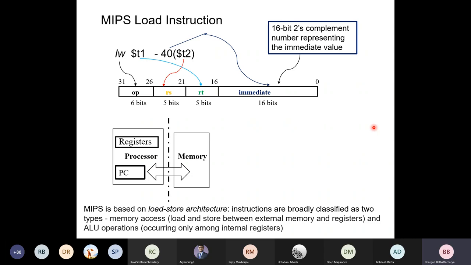However, the Intel processor chips are not load store. They support complicated instructions. You can perform arithmetic operation and memory access at the same time in the same instruction. But in MIPS architecture they are clearly separated to make the hardware very simple.